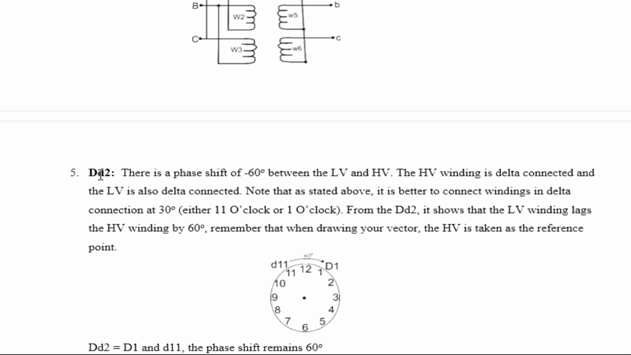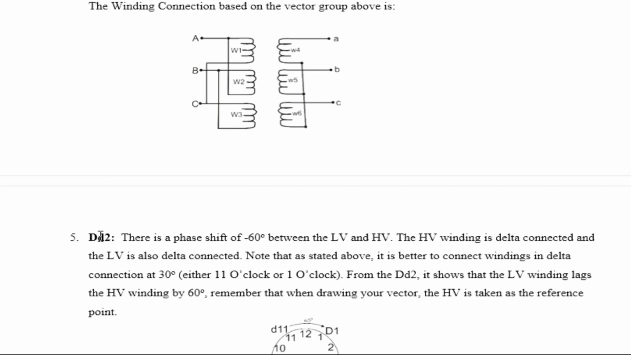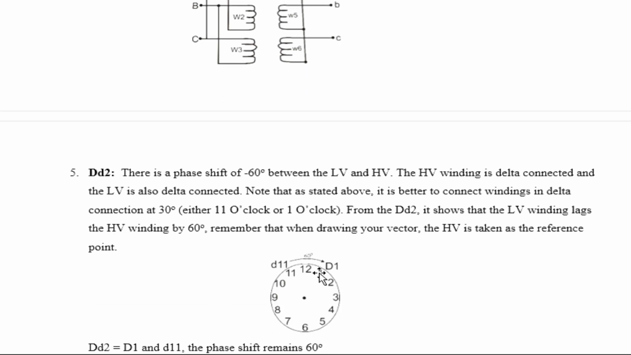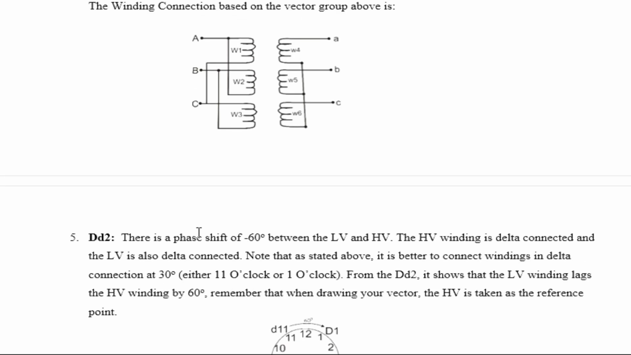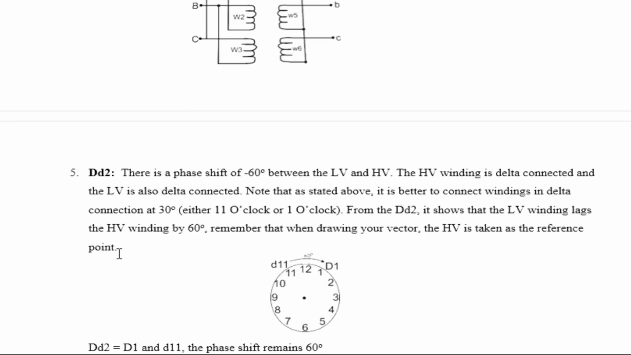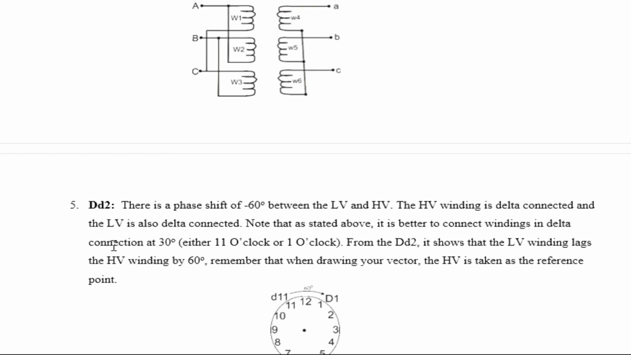Then the next one is DD2. DD2 means the high voltage side is on delta, the low voltage side is also delta, and they are on 2 o'clock. 2 o'clock means 60 degrees apart, because I told you that 1 o'clock is 30 degrees, so 2 o'clock is 60 degrees. So what did I tell you? I told you that delta is good at 11 o'clock or 1 o'clock.